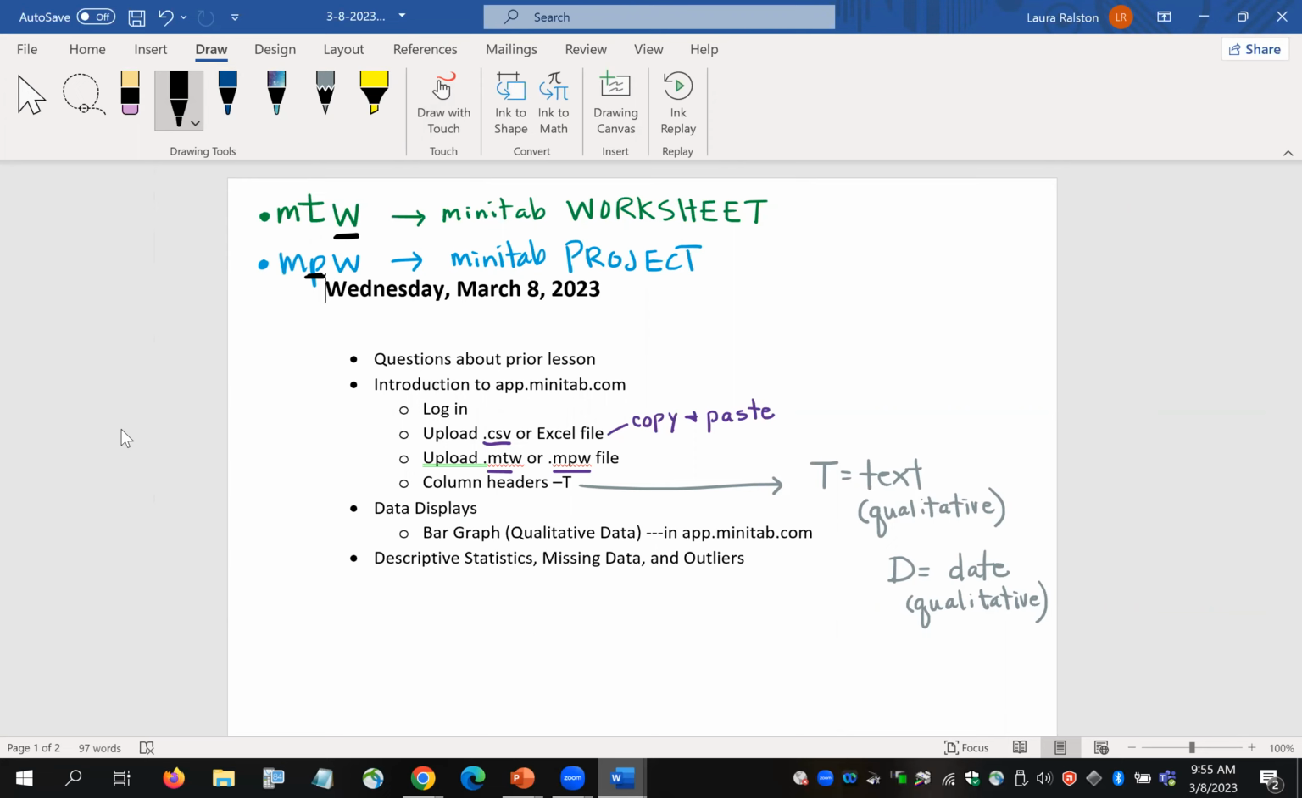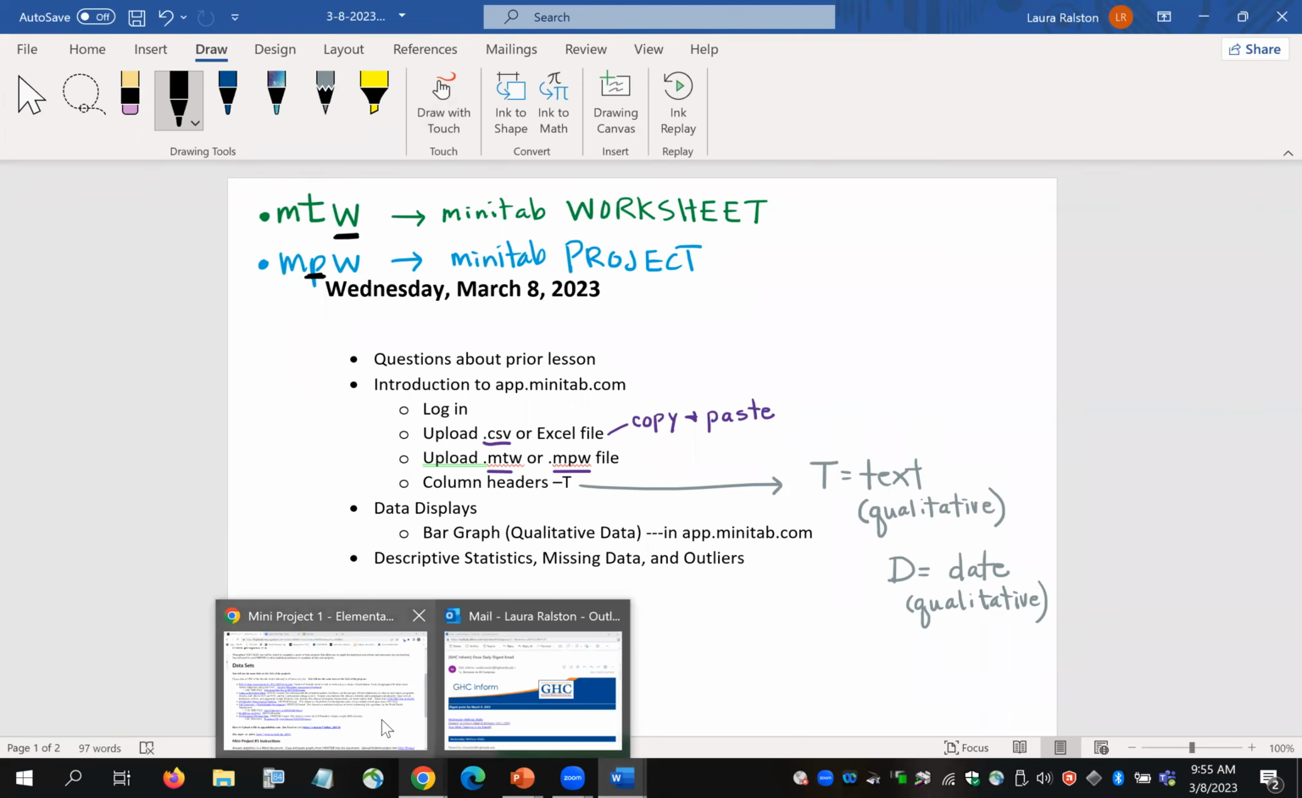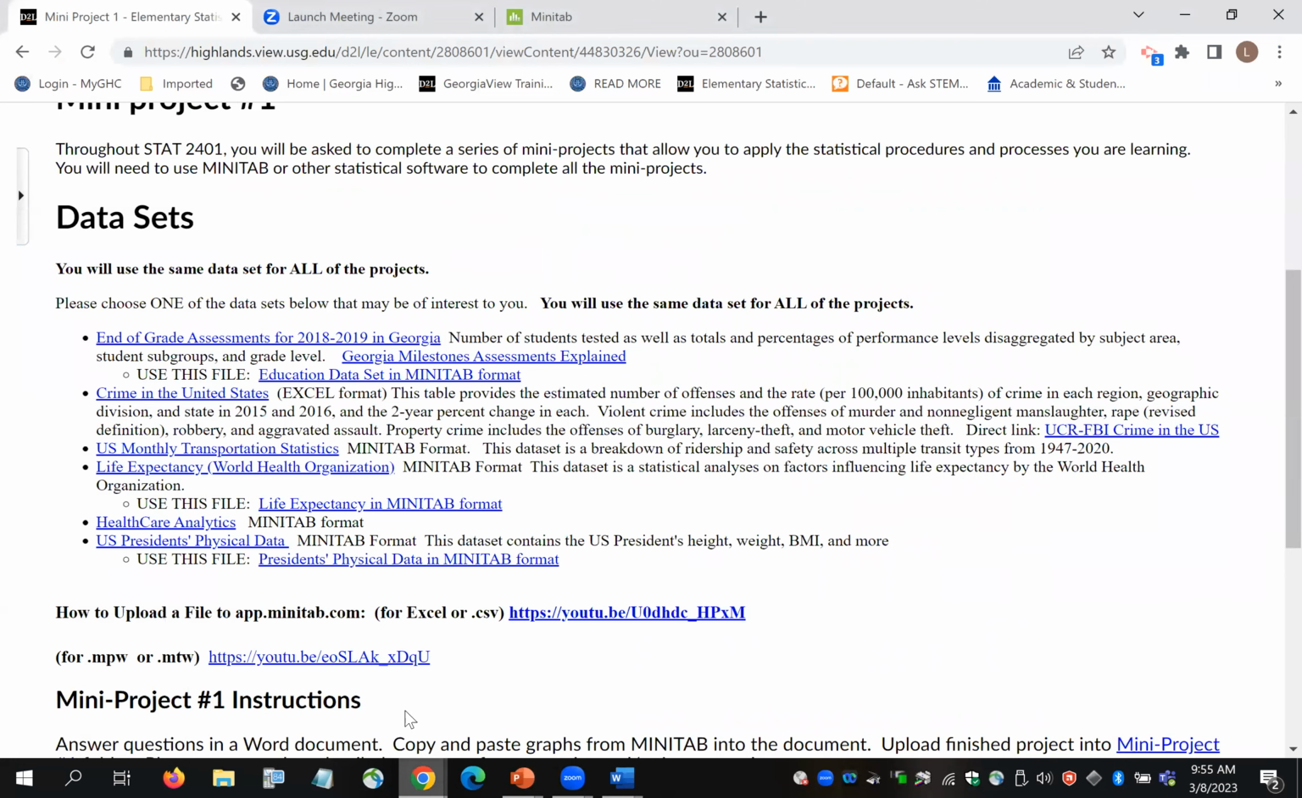Okay, those two suffixes, if you have a .mtw file or a .mpw file, those are specific to Minitab. So let me show you how to upload that to Minitab.